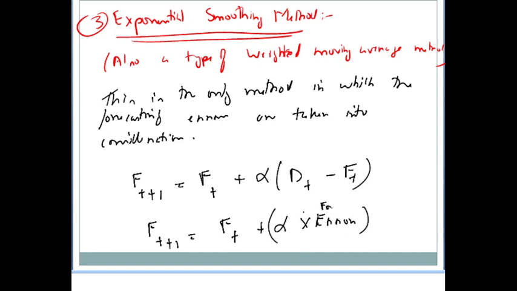This is the forecasting error. Since the forecasting error is taken into consideration here, it will be better than the other average methods.